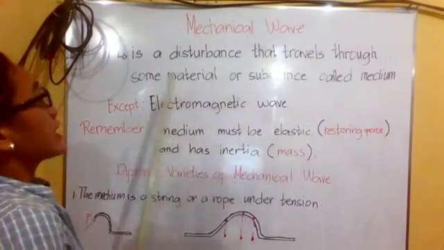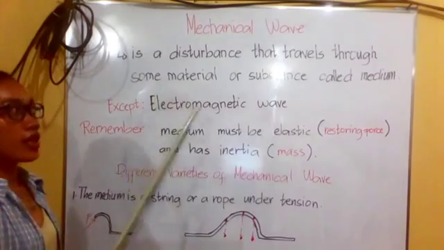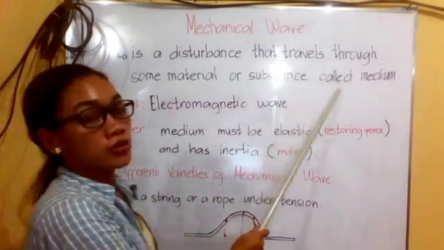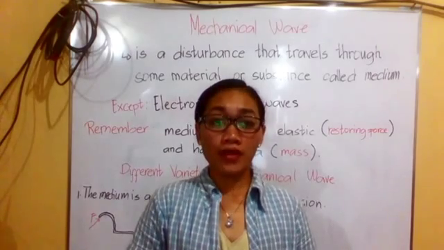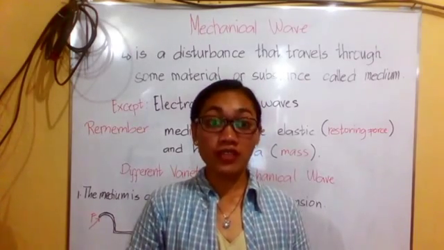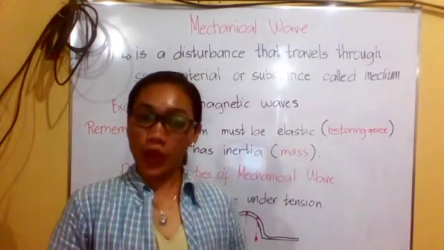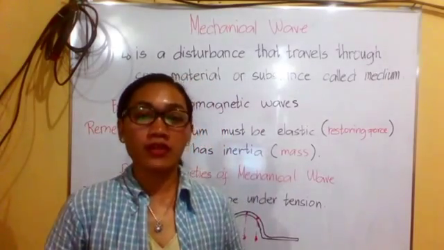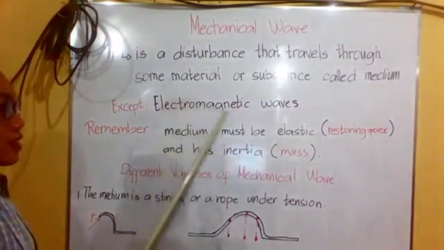A mechanical wave is a disturbance that travels through some material or substance called a medium. Now the question is, do all waves require a medium to travel? The answer is, almost all waves require a medium to travel, except what we call the electromagnetic waves.